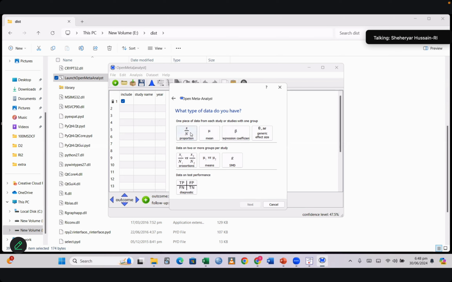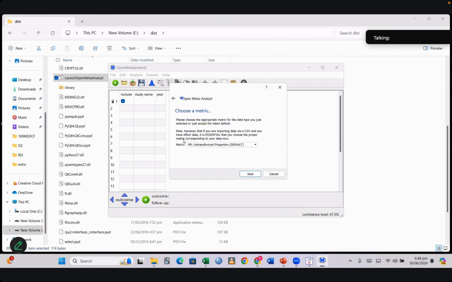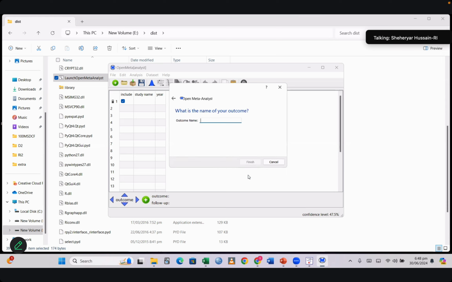So you are going to click proportion here and then click next. In the metric section, you're always going to use PAS, arcsine transform proportion. You are going to use this always, always, always. So you chose the metric PAS, arcsine transform proportion. Then you are going to click next.